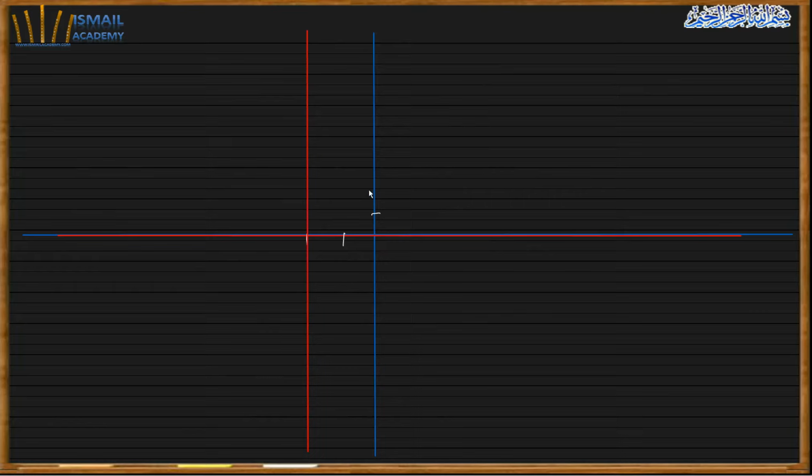Now I know my y-intercept, so this is 0, 0. So the graph will cross that point. It's going to come from here, cross the point, and get near the asymptote.